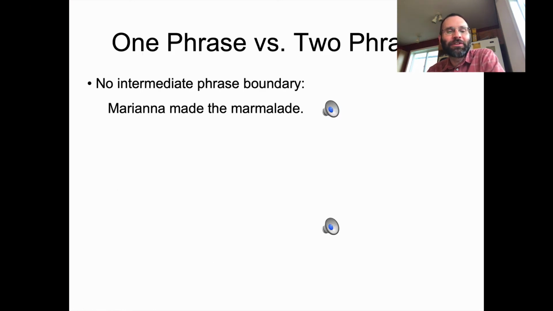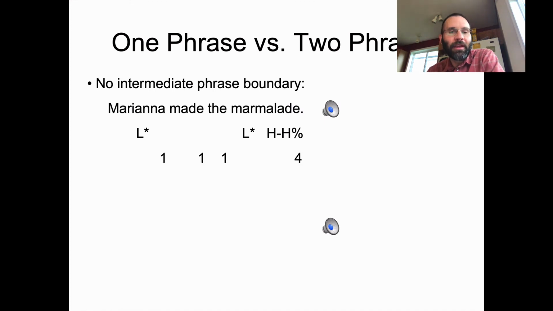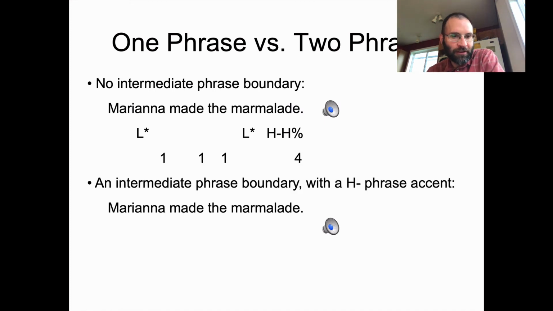I've got some examples here with low star accents rather than high stars. Mariana made the marmalade. There's no intermediate phrase boundary in the middle of that one. But we do have L stars on Mariana and on marmalade. So she's kind of bouncing down at the bottom. And those are the breaks. That's the transcription that breaks here.